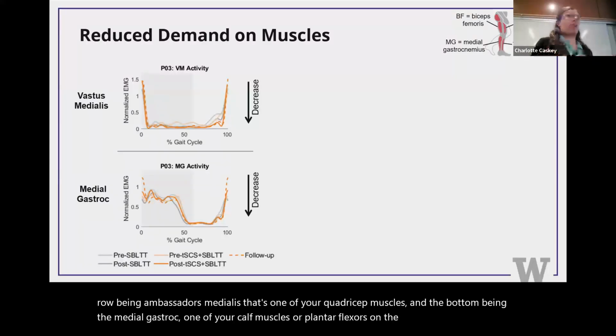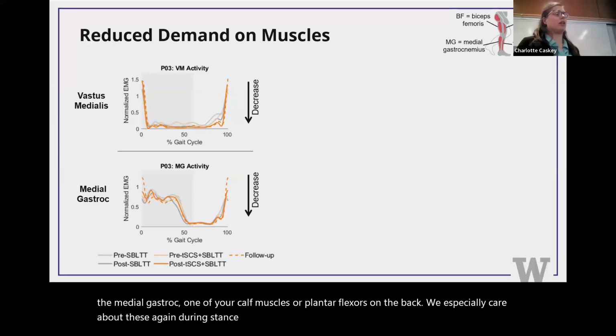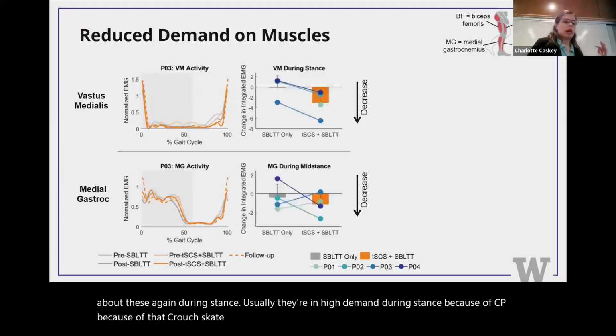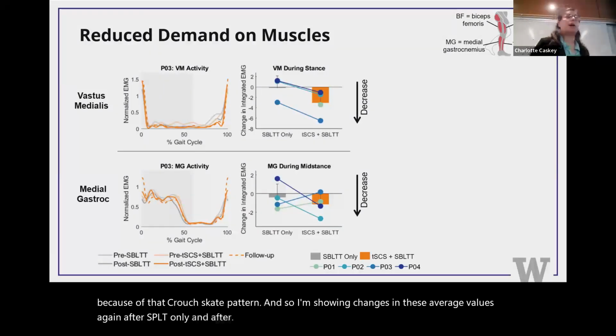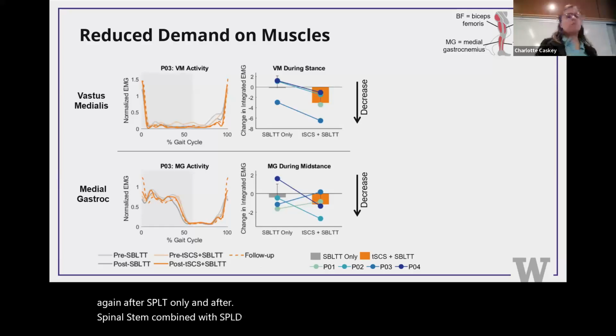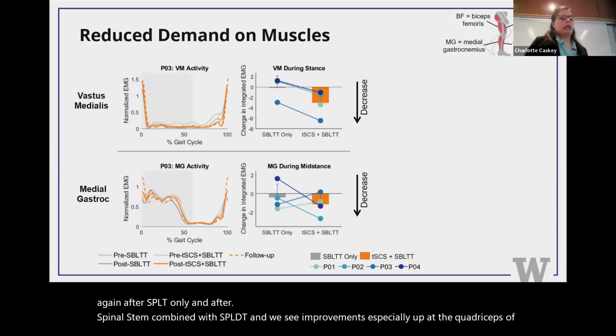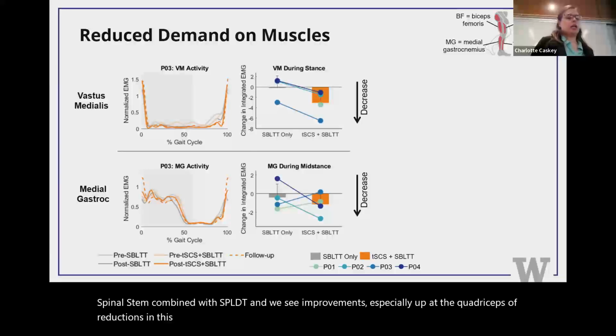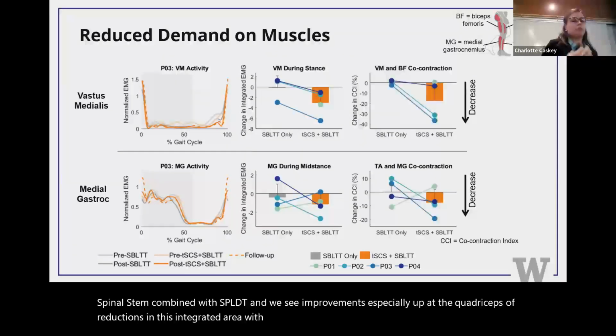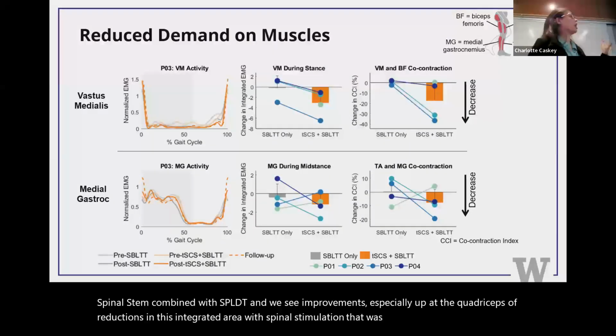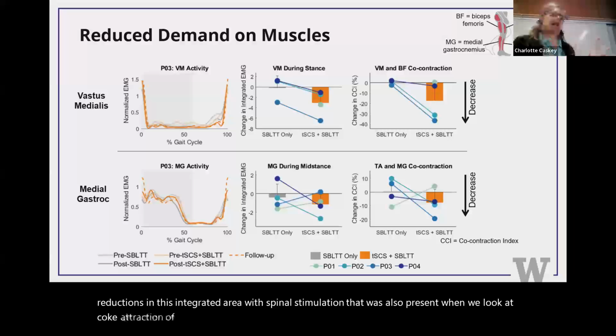We especially care about these again during stance. Usually they're in high demand during stance because of CP, because of that crouch gait pattern. And so I'm showing changes in these average values, again, after SPLTT only and after spinal stim combined with SPLTT. And we see improvements, especially up at the quadriceps, of reductions in this integrated area with spinal stimulation. That was also present when we look at co-contraction of the antagonistic muscle.